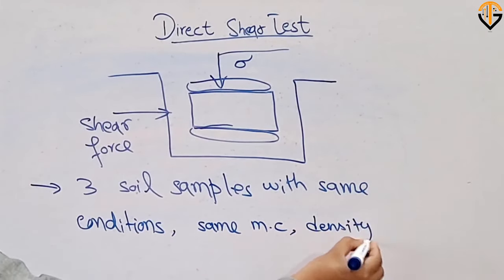So let's assume we have these three assumed values, and we need to plot a graph with the normal stress along the x-axis, in kPa, and then tau in kPa along the y-axis. So corresponding to 50 kPa, we have, let's assume, 30 kPa shear stress. Then corresponding to 100 kPa, we have 60 kPa shear stress, and we'll plot the point over here. Then corresponding to 200 kPa normal stress, we have this value of 80 kPa shear stress. Now we have three points, and we'll join these points through a best fit line.